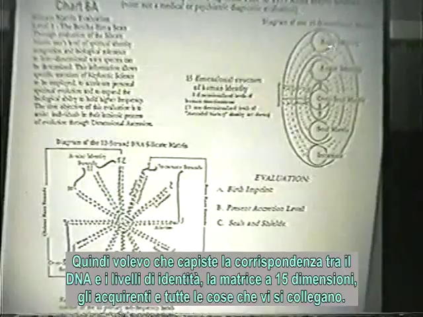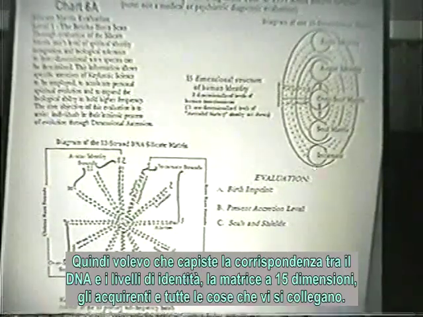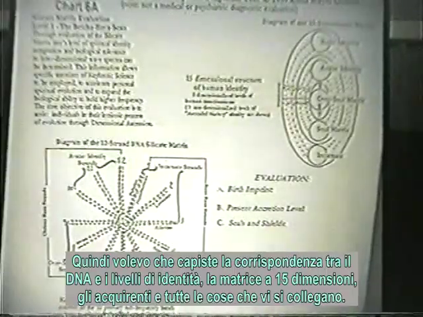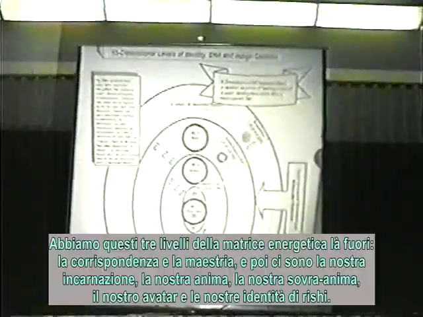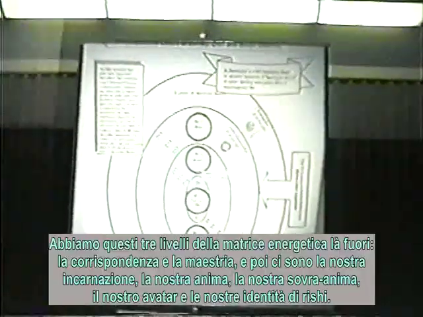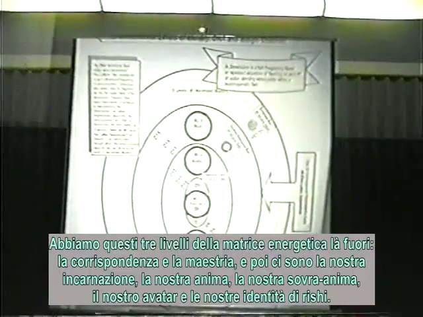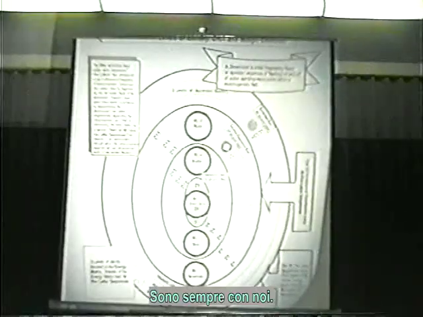So I wanted you to understand the correspondence between the DNA and the levels of identity and the 15-dimensional matrix and the chakras and all the things that plug into that. Okay. Here we go again. Here's the 15-dimensional matrix. We have those 3 levels of the energy matrix out here that correspond to ascended mastery, and then there's our incarnate, our soul, our oversoul, our avatar, and our Rishi identities. They are with us all the time.